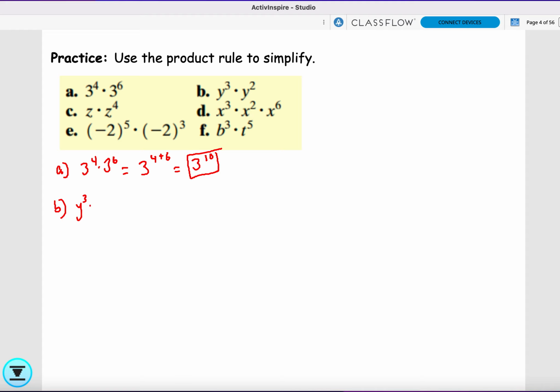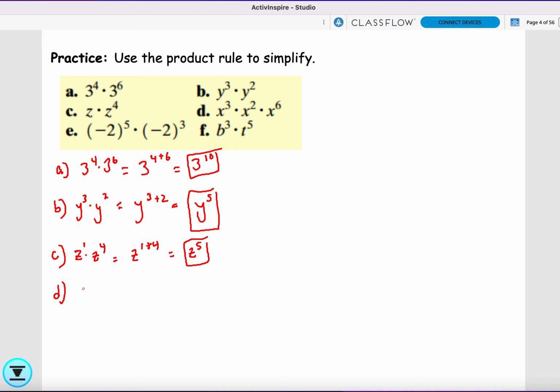B. You have y cubed times y squared. Since same base, add the exponents. 3 plus 2 is just y to the 5th. C. Z times z to the 4th. Remember, this has an invisible 1. Same base, guys, z. So we just add the 1 plus 4. So we get z to the 5th power.